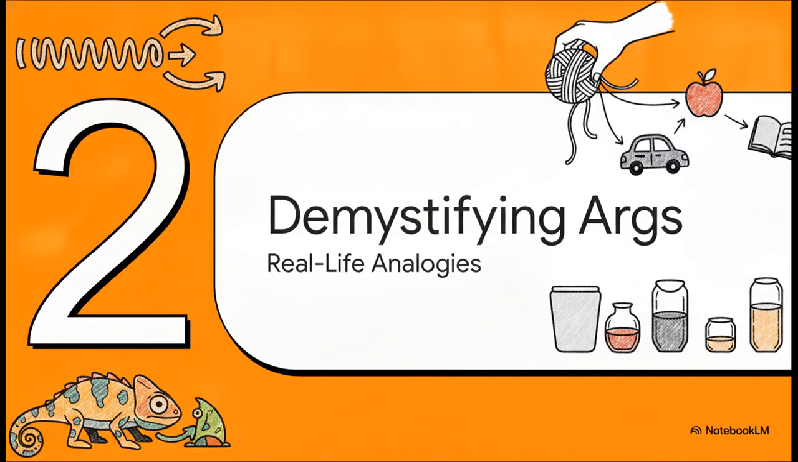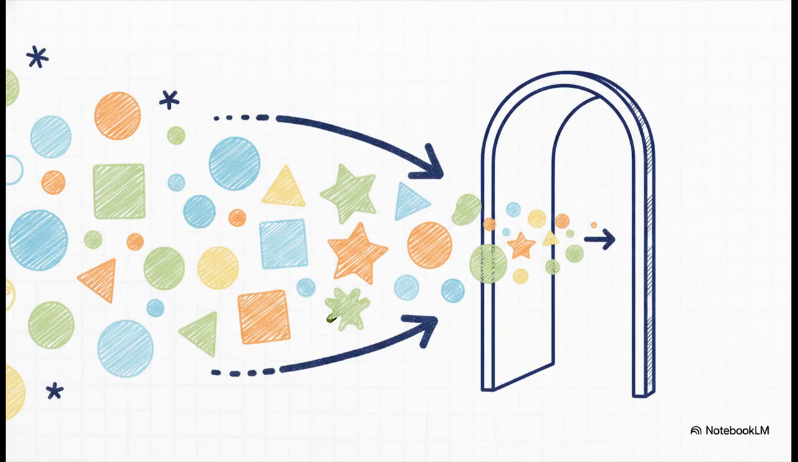Section 2. Demystifying args with analogies. To fix this rigid behavior, let's look at our first tool using a real-life scenario. Imagine you're organizing a daily team meeting. Some days, it's just Ram showing up. Other days, it's Ram and Sai. And on Fridays, Ram, Sai, John, and Mike are all there. You don't know beforehand how many people will attend.